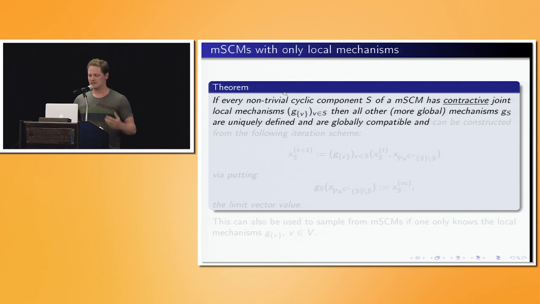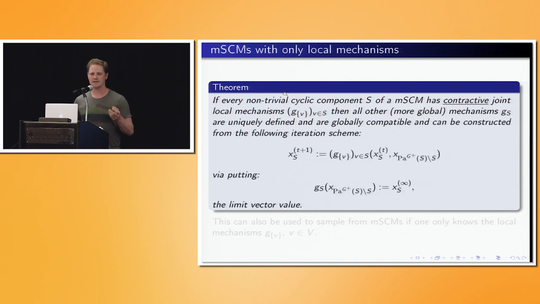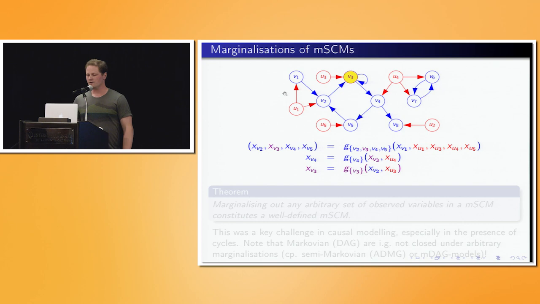We have a theorem which says, what if I have only local mechanisms, and I still don't know about this global stuff for every cycle and so on. We have a theorem which says that if every cyclic component is contractive, then you basically don't need to model the other one, because it will be implicitly assigned by an update rule, by running around the cycle conditionally on the input. So we have a few good properties with these models, which are very desirable.